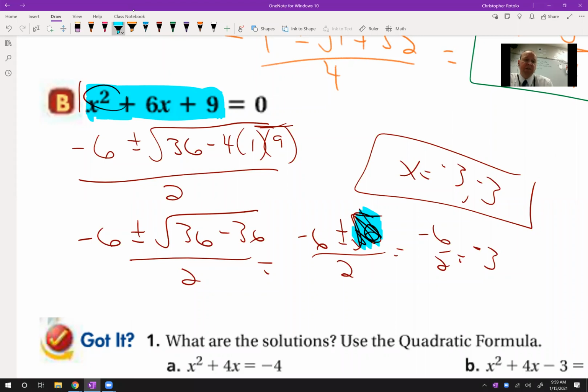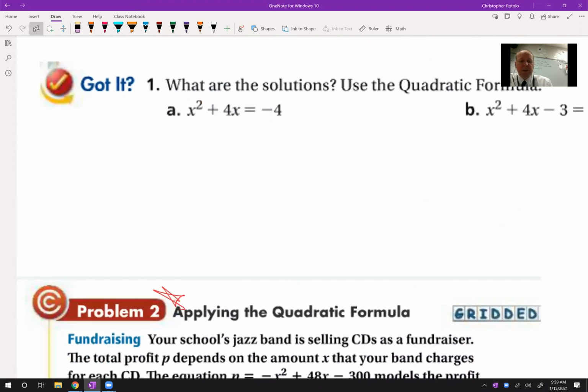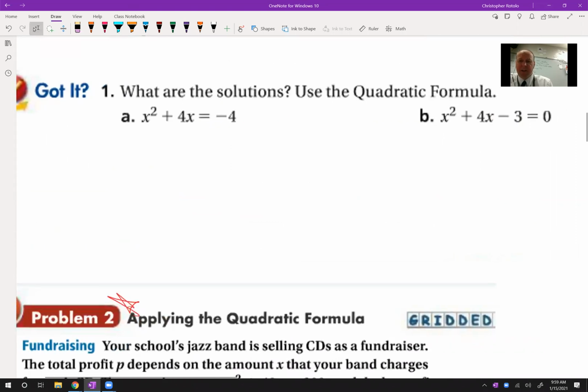It would have been faster just to say the factors of 9 that add up to 6 are 3 and 3, right? Plus 3 plus 3. So my solutions ended up being -3 and -3. Right, so that's how it works. We're going to work through just a couple more here and then eventually see how we can apply it. Actually, we'll probably leave that for next time.